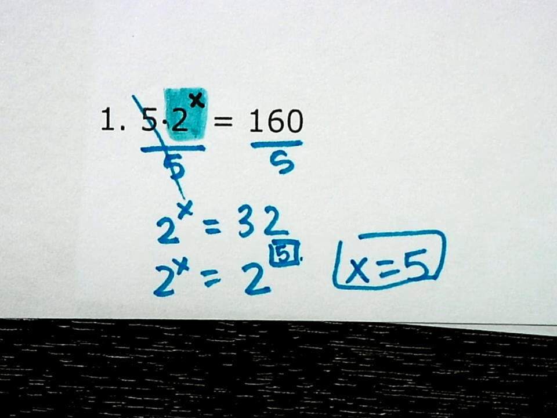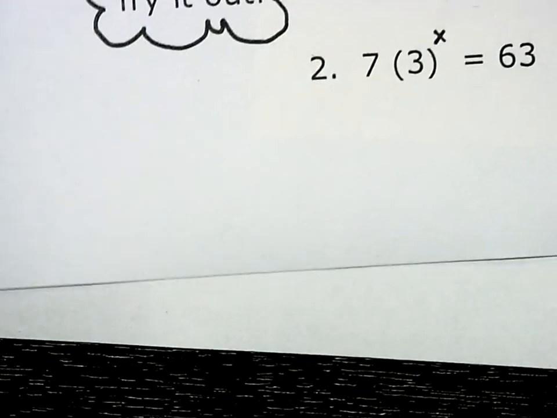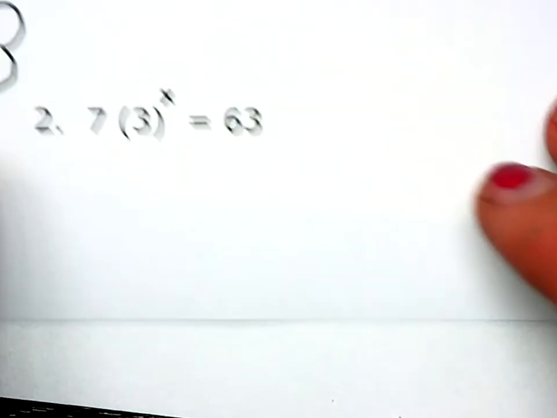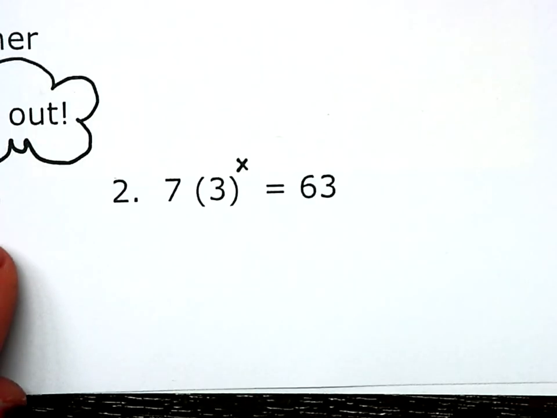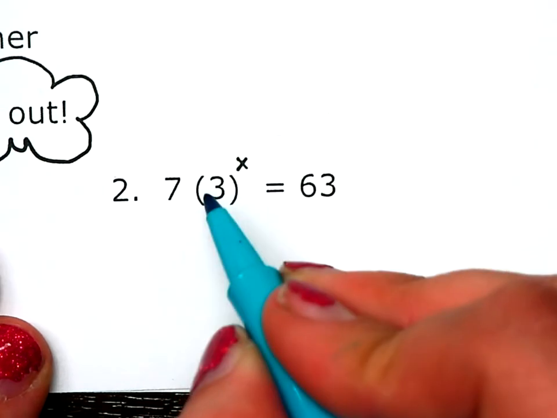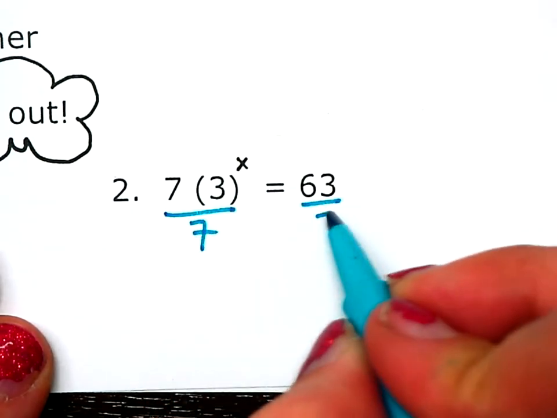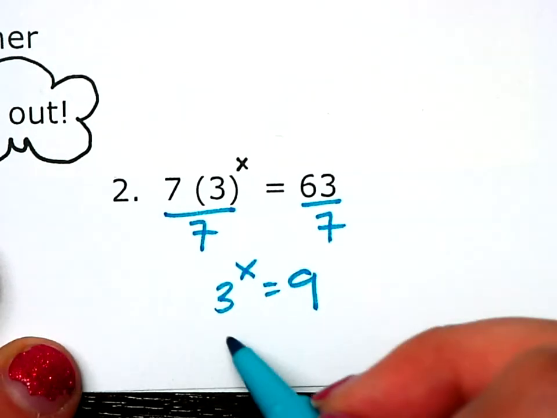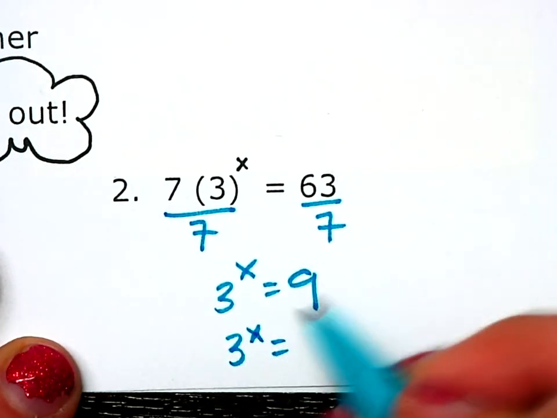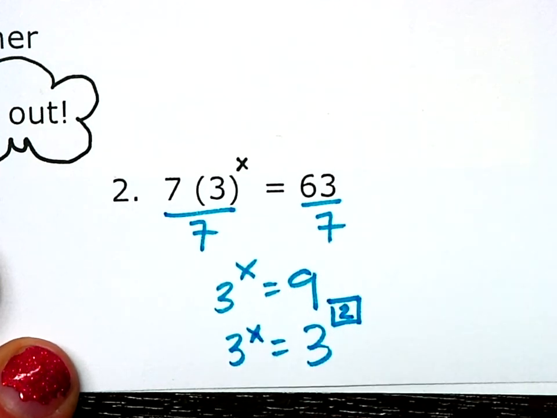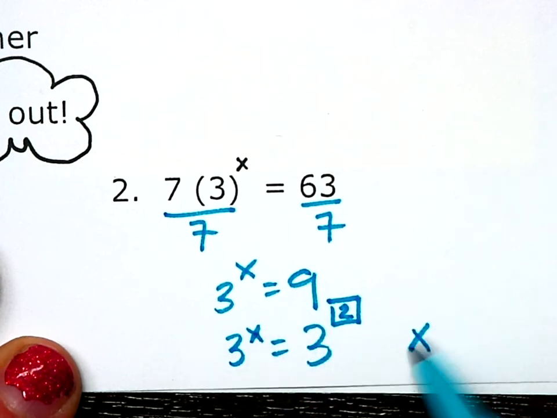So x equals 5. All right, next one we have 7 times 3 to the x equals 63. So again, I want to isolate the base and exponent term first, and then I want to rewrite it and then solve for x. So I need to undo any addition or subtraction. I don't see any in this problem. So I'm going to divide by 7. I've got 3 to the x equals 9. So this is my rewrite step. I want to write 9 as 3 to some exponent. It's going to be squared. So that means x has to equal 2.